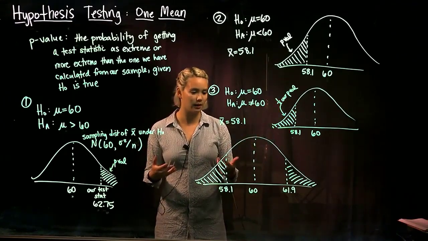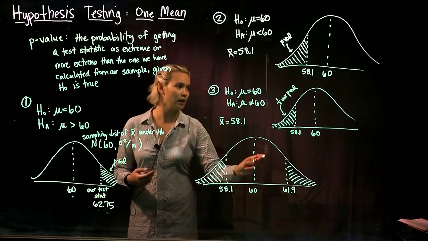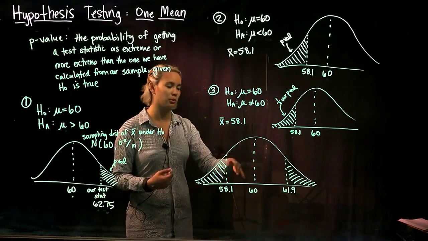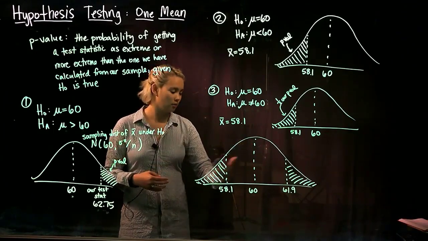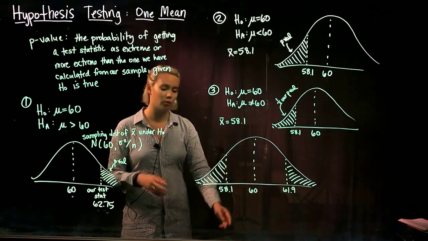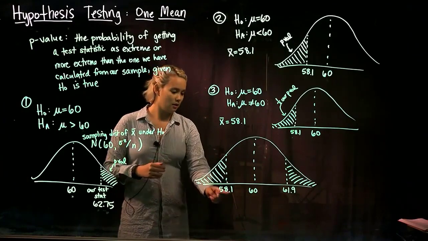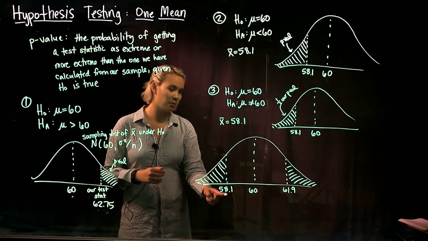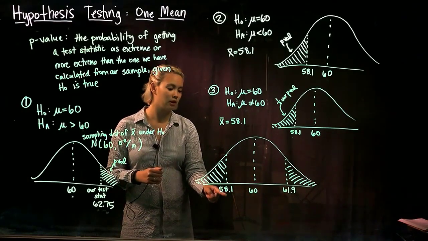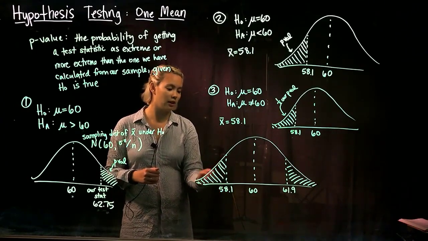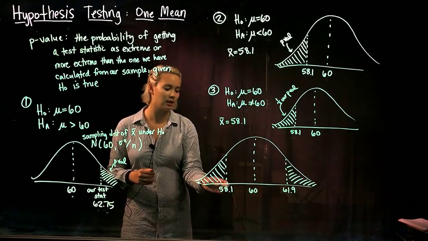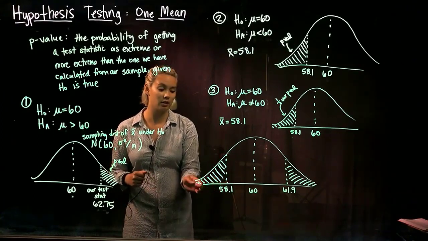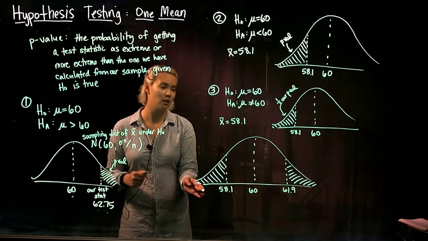Another way to think about this is to draw in our same old sampling distribution for the test statistic under the null hypothesis. So again, a normal distribution centered at 60 with the correct variance. Here's our sample mean, 58.1. If we shade the area to the left, that's the probability of getting a test statistic that's less than or equal to 58.1.